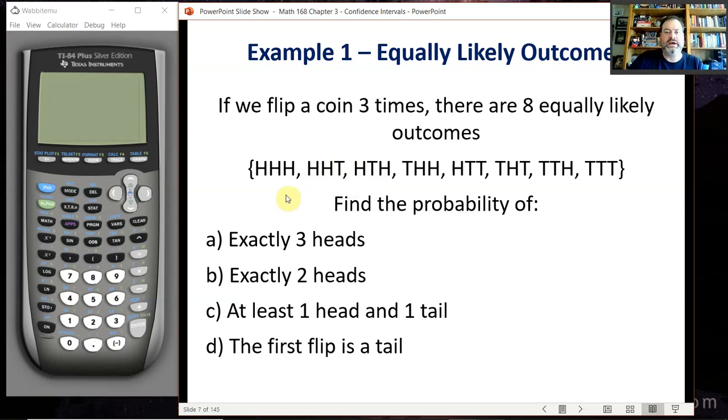Well, these are all events down here, right? So exactly 3 heads. What's the probability of exactly 3 heads? Well, only one event is 3 heads, and there's 8 events, so the probability has to be 1 in 8. On an exam or on the homework, it's really preferred that you use decimals, not fractions, but just follow the instructions on the individual problems.